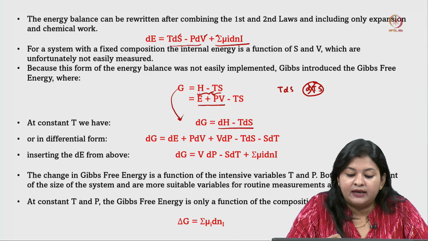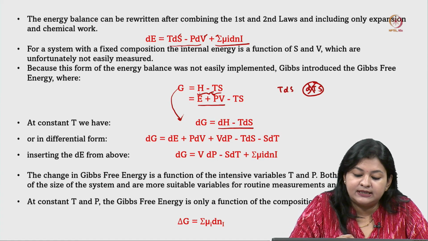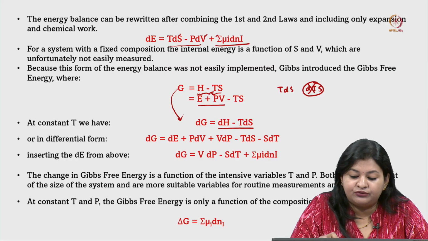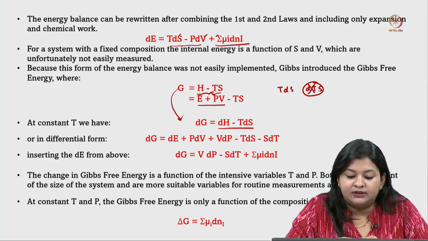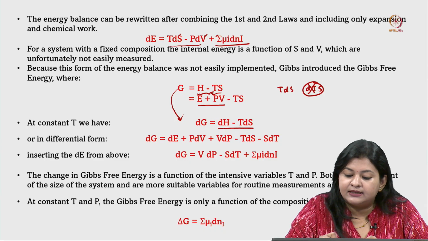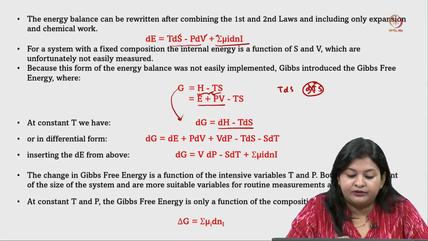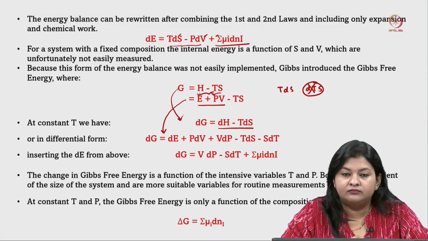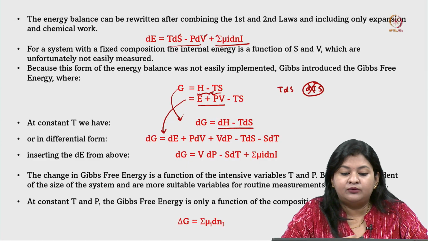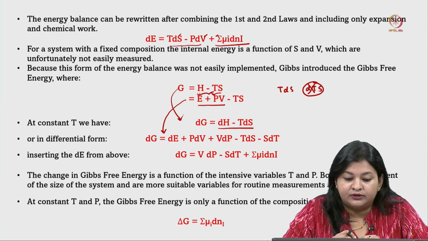So, we are going to H plus PV, this we have to again differentiate. Now if we write this equation and differentiate these terms, this is our equation: dG is equal to dE plus P dV plus V dP minus T dS and minus S dT. So, this is our differential equation from this equation.